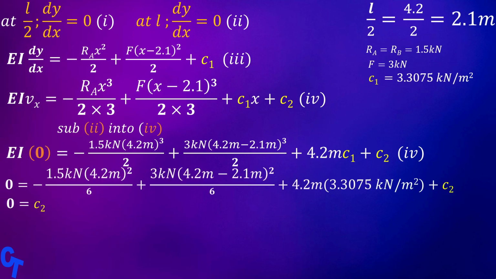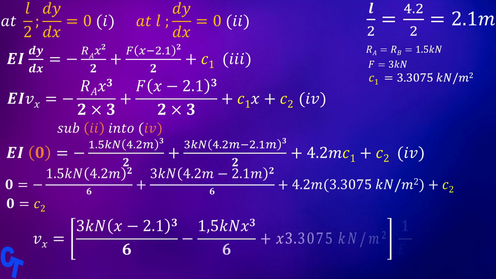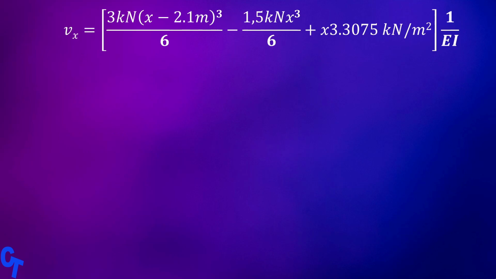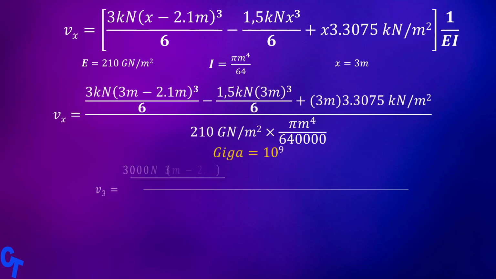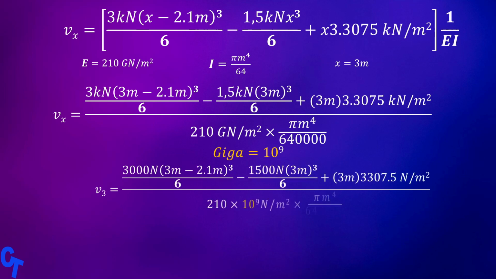Now we can write the deflection curve equation. Remember, EI is a constant, which means we can divide both sides by EI to make V the subject of the formula. We have V as a function of x. But as you can see, E is in giganewtons. Let's change giganewtons to newtons by multiplying by 10 to the power 9. We are also going to change kilonewtons to newtons by multiplying by 1000. Now let's simplify, and if we do that, we get Vx as 0.34 meters.